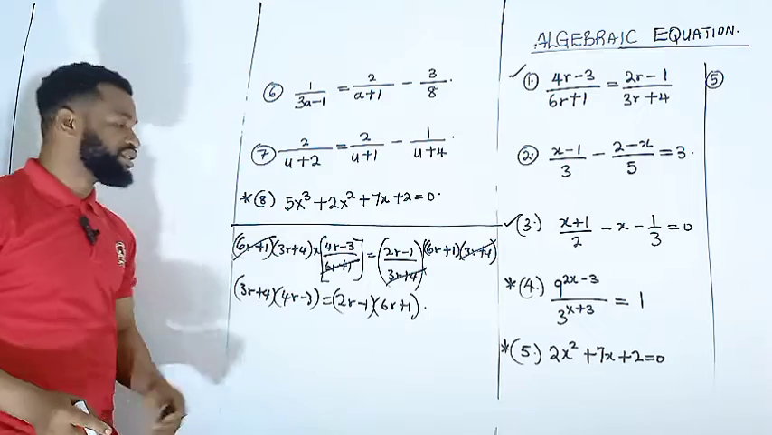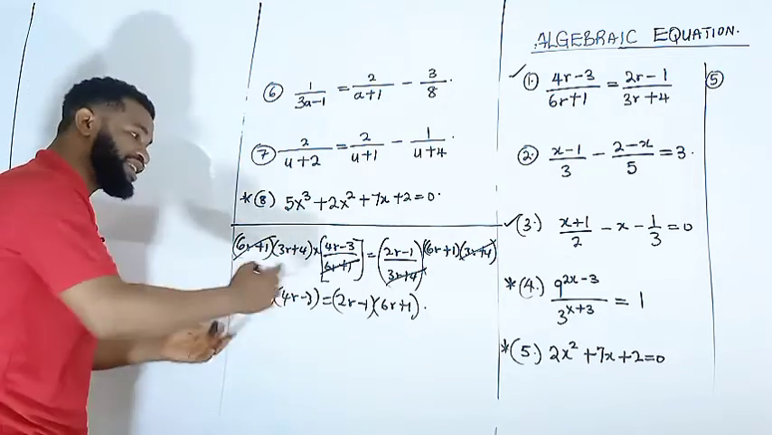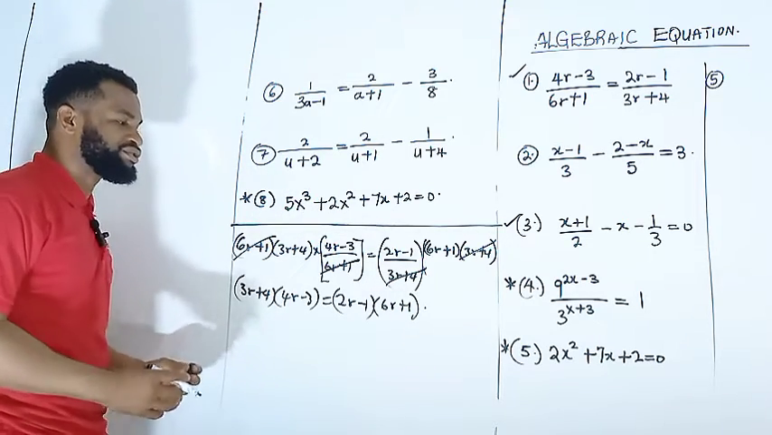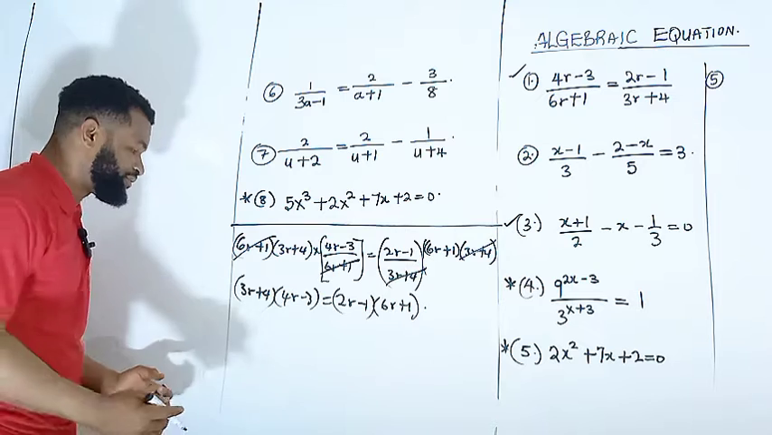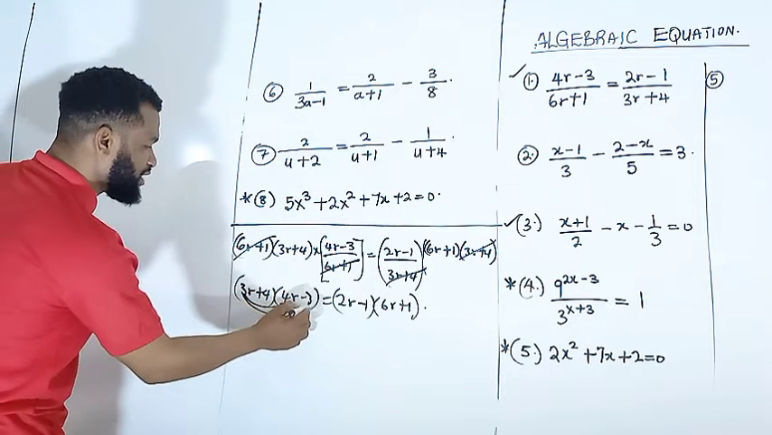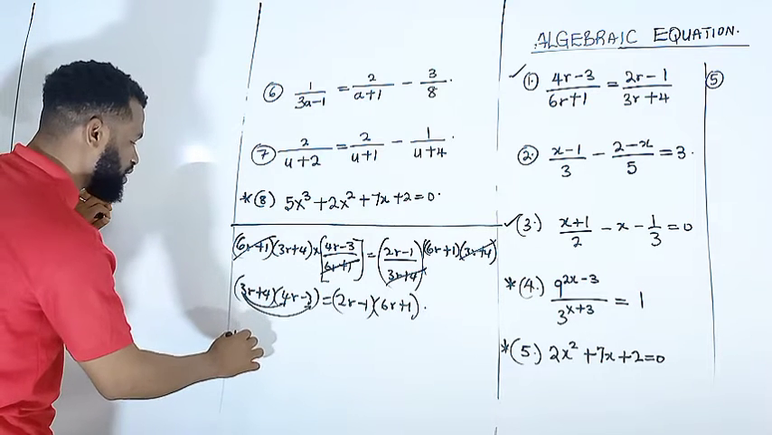Now, before I forget, this is called clearing fractions. What I did was to clear the fractions, then we have a normal equation now. After that, the next thing is to open the brackets. So 3 times this and this times this. I have 3r times 4r, which is going to be 12r squared.